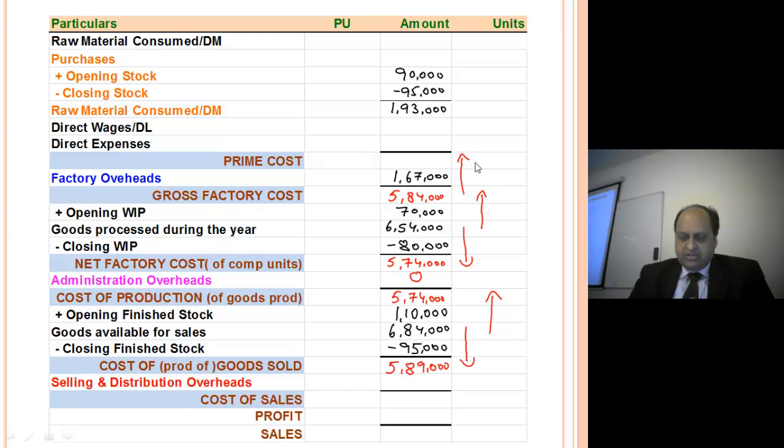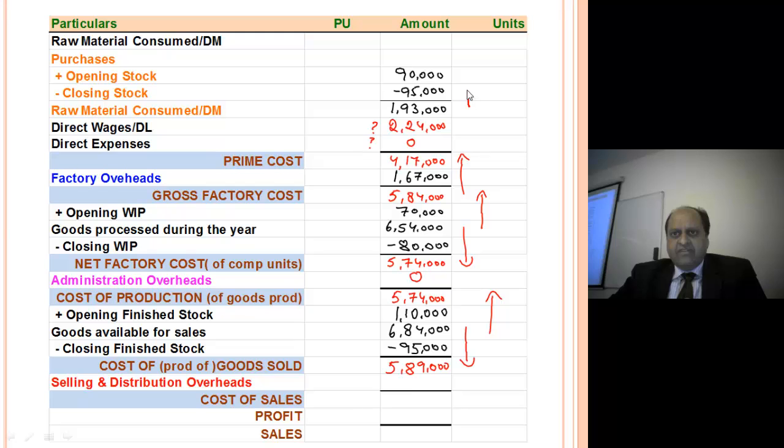This time I will deduct. Why? Because the figure is plus. When I move in upward direction, I reverse the signs. This becomes 4,17,000. Now, two figures are missing. Again, I am not a magician who will find two figures. What I'll assume is, I'll assume the lesser important figure as 0. Okay, this will give me the value of direct wages, which is 4,17,000 minus 1,67,000, and direct wages, I committed a mistake. It is 4,17,000 minus 1,93,000. The figure is 2,24,000. Now here I will move in upward direction.